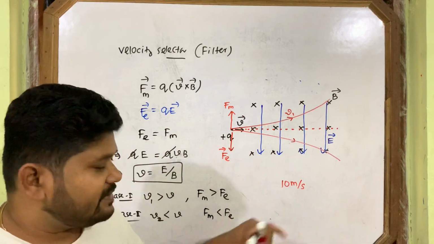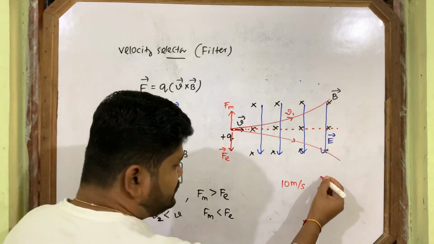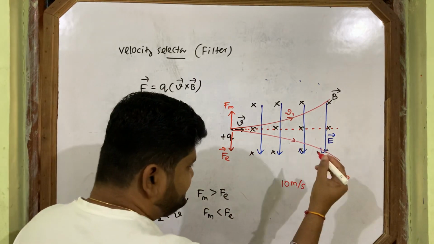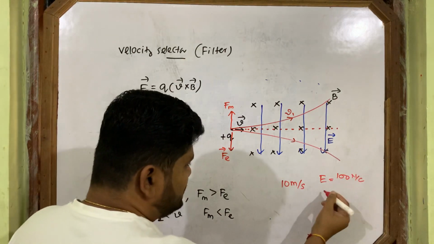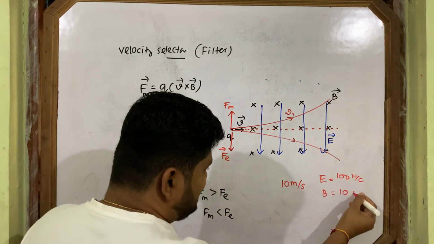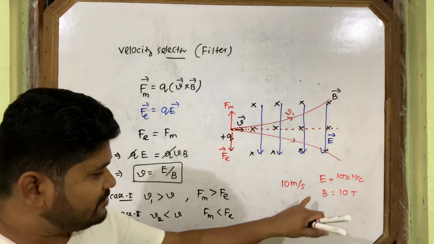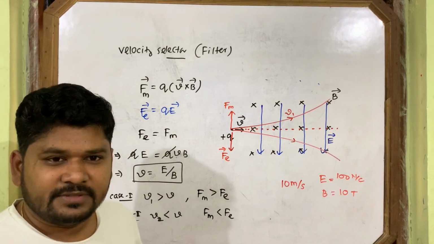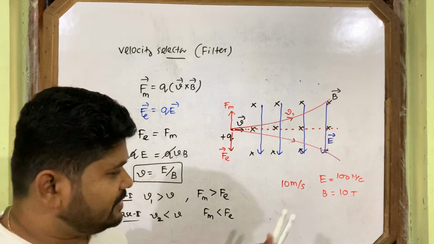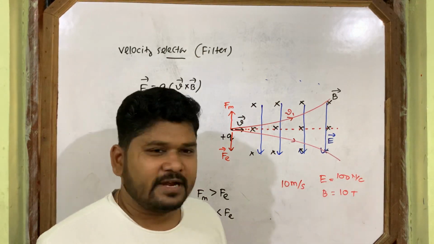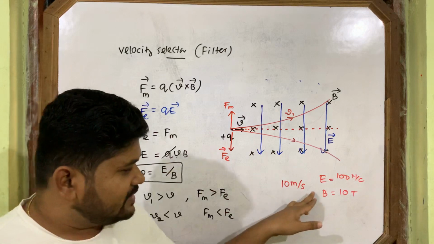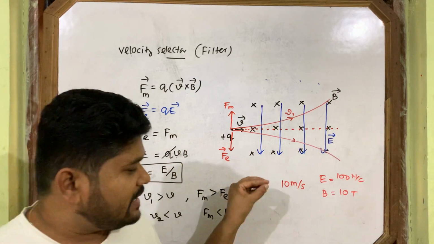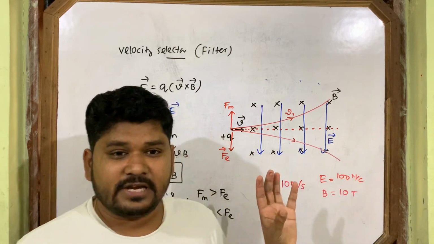If you need a particle of 10 meter per second, you choose your electric field as, suppose, 100 Newton per Coulomb, and your magnetic field as 10 Tesla. Now you see E by B, 100 by 10, is equal to v. You choose your electric field like this, choose your magnetic field like this, take your particle. So now 100 by 10, this is 10 meter per second.